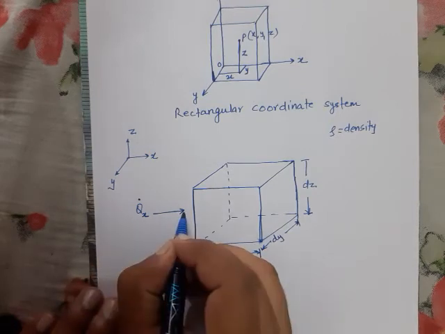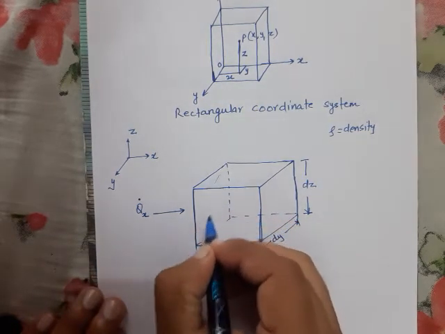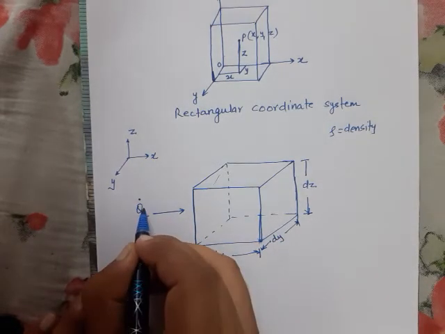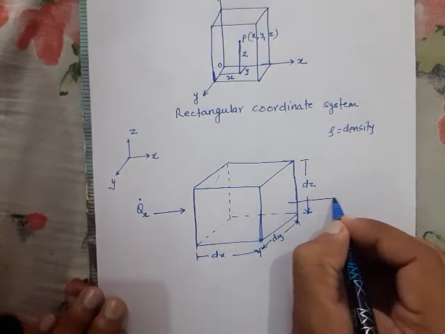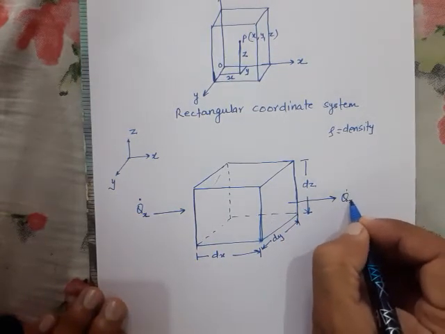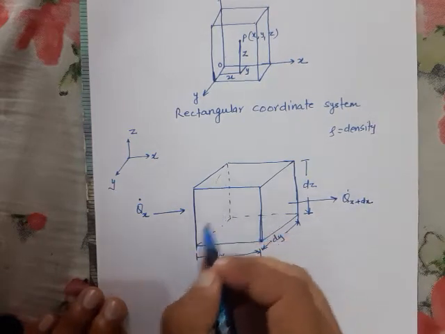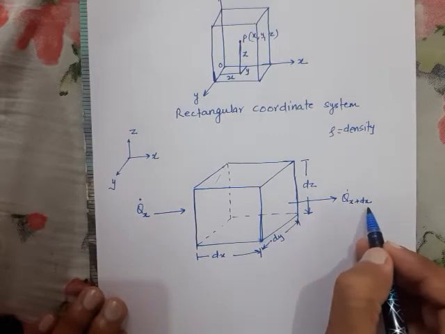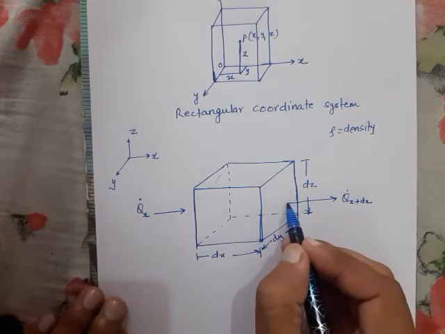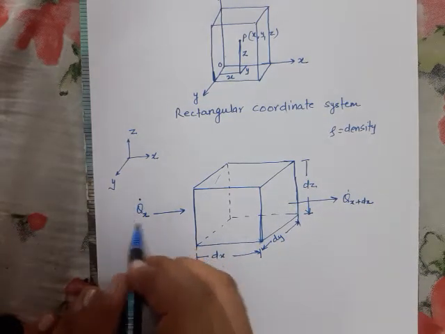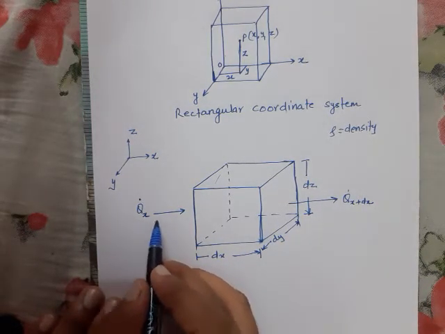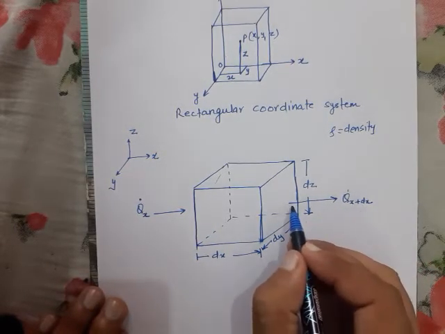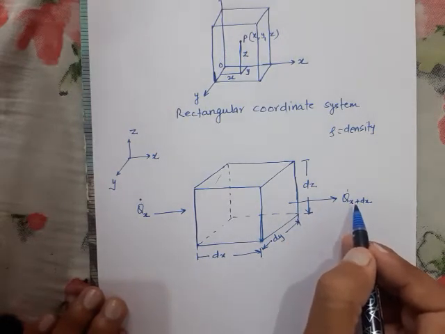Now let us consider the rate of heat conduction into the element in x direction, which is q dot x. Qx indicates the rate of heat conduction into this face of the element. Then the rate of heat conduction out of the element in x direction will be q dot x plus dx. Why? Because this is the x face where heat is entering, but heat is leaving the element at the x plus dx face. So the nomenclature would be like this: q dot x indicates the rate of heat conduction into the element at the x face, and q dot x plus dx indicates the rate of heat conduction out of the element at the x plus dx face.